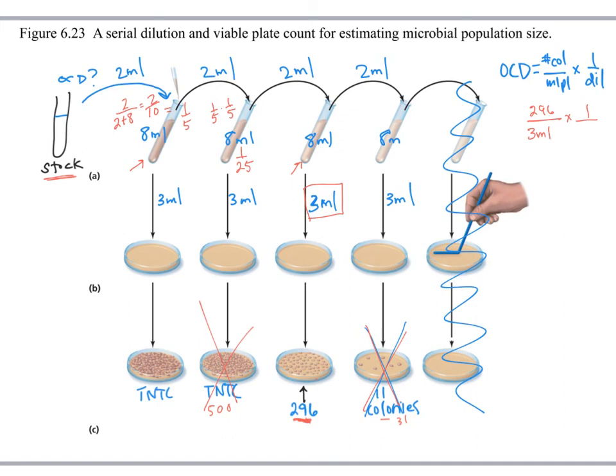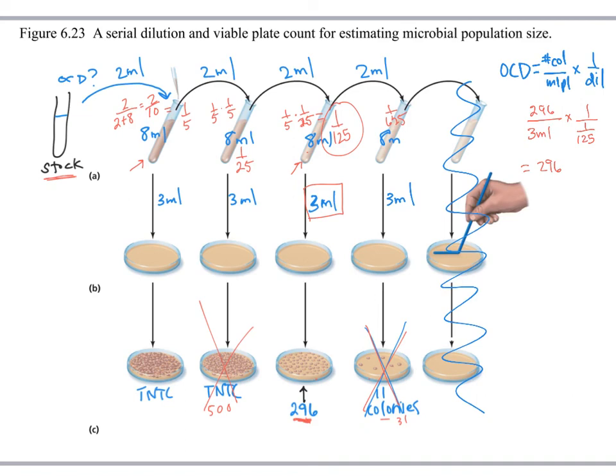I said you were going to need your calculator. And then we're making a 1-to-5 in this tube of a 1-to-25. So this tube is a 1-to-125 dilution. And of course this one would be a 1-to-625, 1-to-5 of a 1-to-125. But again, we don't need to worry about that. So our dilution here is 1/125.